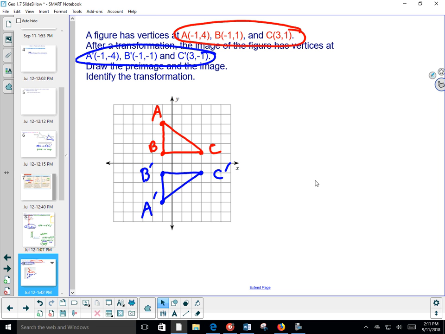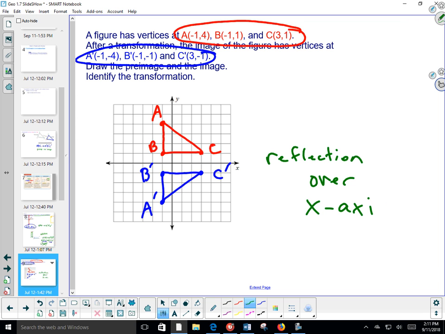What do you think, Maya? It's a reflection. Reflection over what? Over the x-axis. Yeah, reflection over the x-axis. Are we okay with this? Yeah. This x-axis here was like our mirror, that's our line of reflection. All of these should get flipped over here like this. All right, let's keep going.